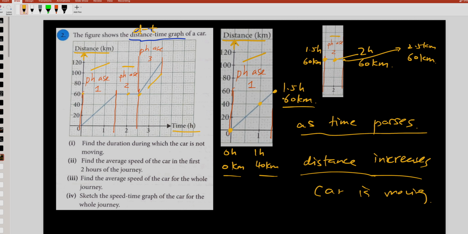Yeah. So as time passes for phase two, you need to describe. So as time passes, the distance, what happened? Yeah, stays the same. So what does this mean? So the car is moving, paused, or slowing down?